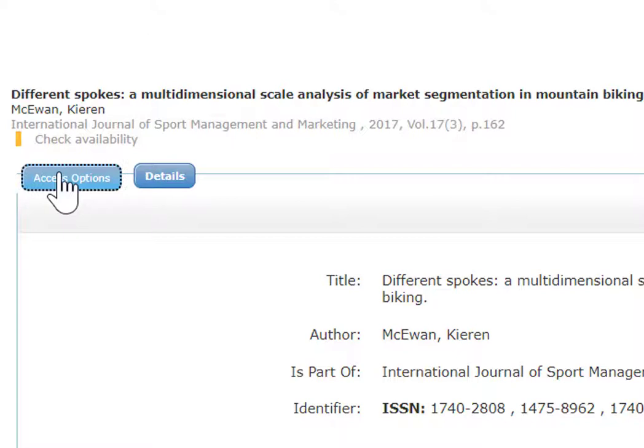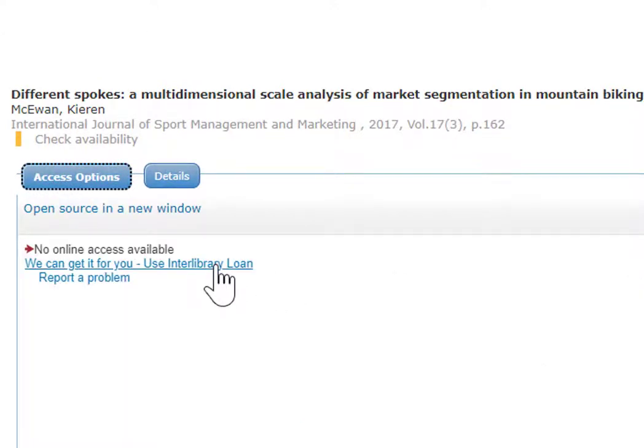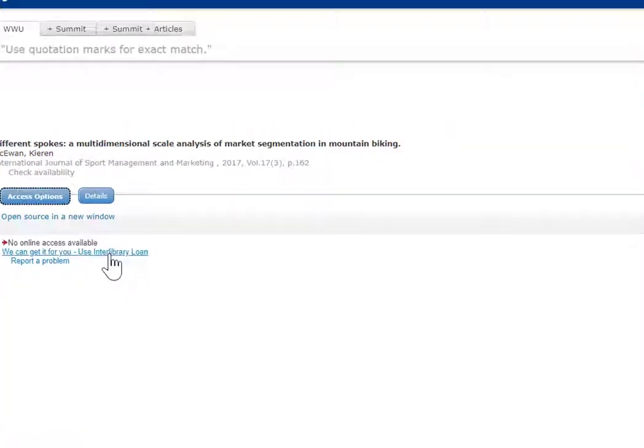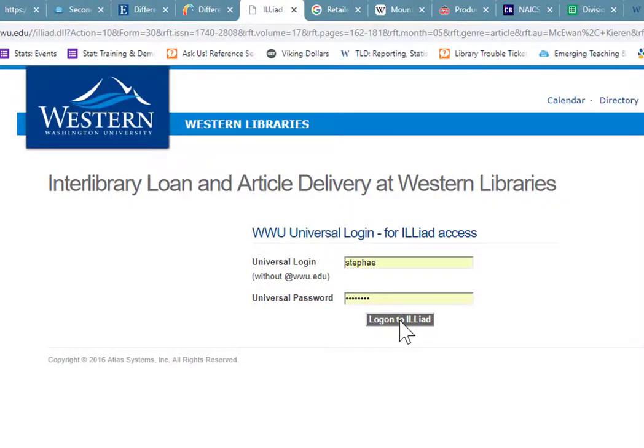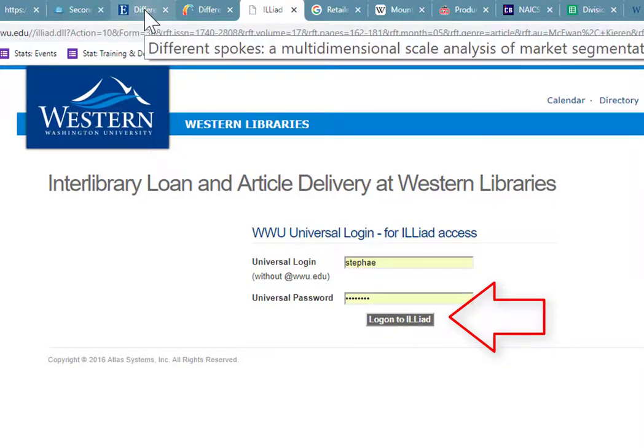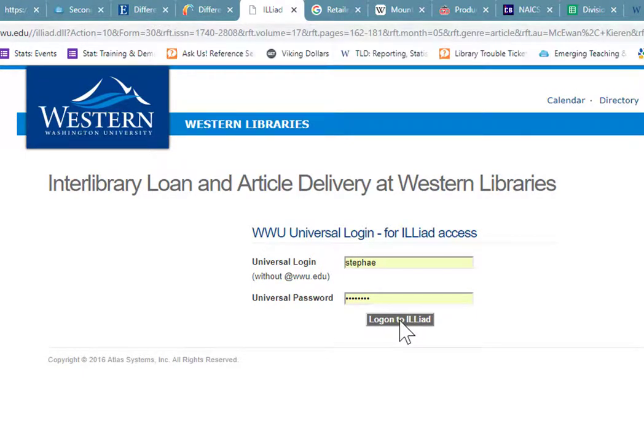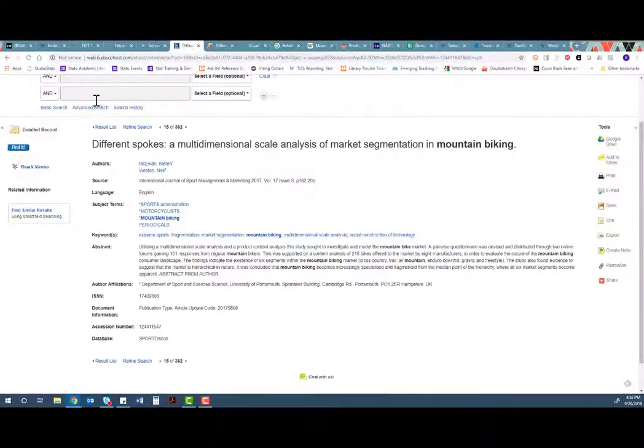If you click on Access Options, you do have the option to order this article through Interlibrary Loan. That just means they get it from another library and maybe directly from the journal. I point this out because this particular article I think would be really useful to what I want to do some research on for this topic. So this is something that I would probably go ahead and request through Interlibrary Loan. I just need to click on this link and then I can log in using my universal login. If you've never requested something through Interlibrary Loan, you just have to fill out an account, but then you can go ahead and request something.